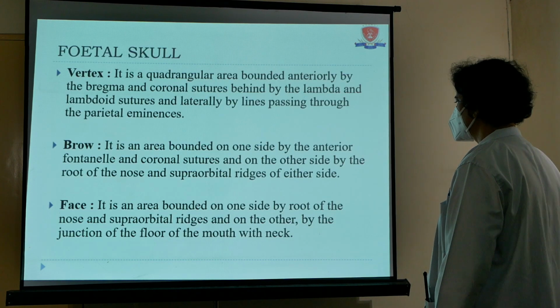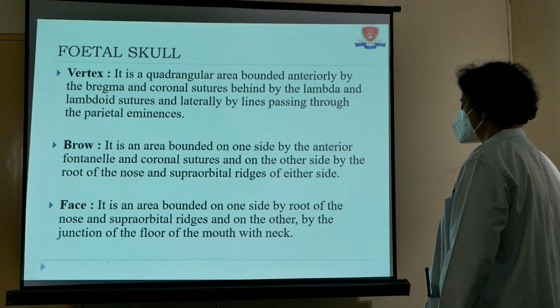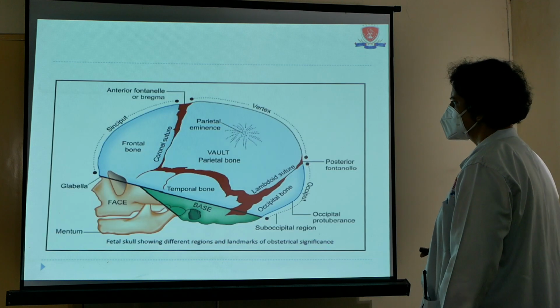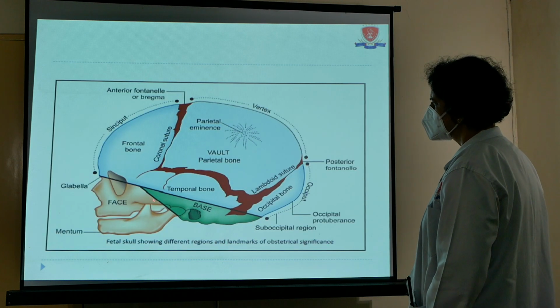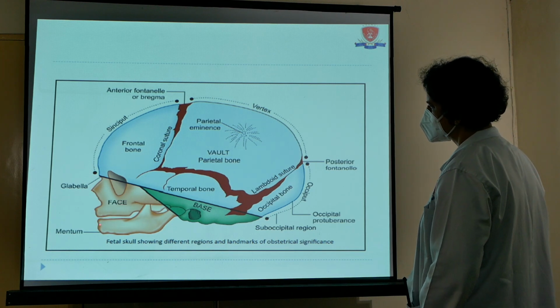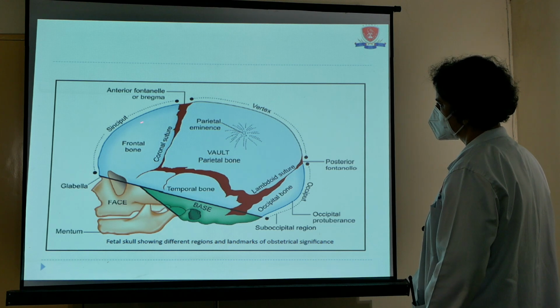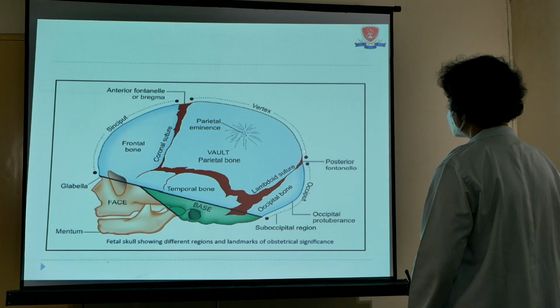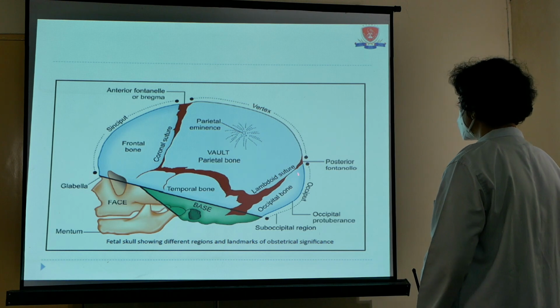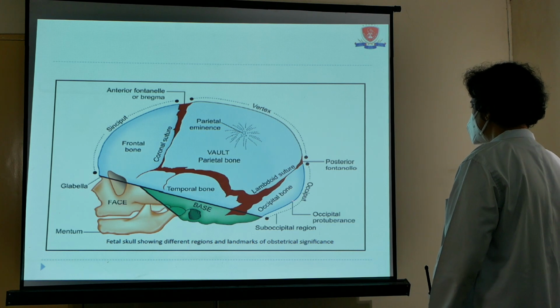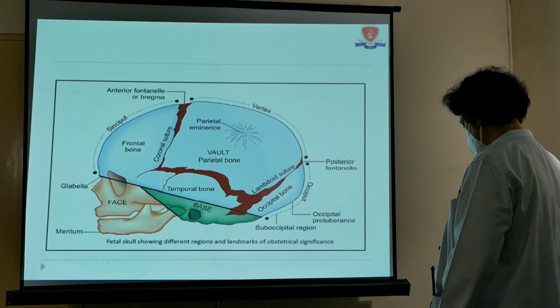Then the face is an area bounded on one side by the root of the nose and supraorbital ridges, and on the other by the junction of the floor of the mouth with the neck. So this is the supraorbital ridges and the root of the nose. From here the face extends; here it is the mentum or the chin, and here it is the floor of the mouth. So this is the face, this is the sinciput or the brow, and these parietal bones are under the vertex. Posteriorly is the occipital bone, here it is the occipital protuberance, and this is taken as the denominator or the bony point.